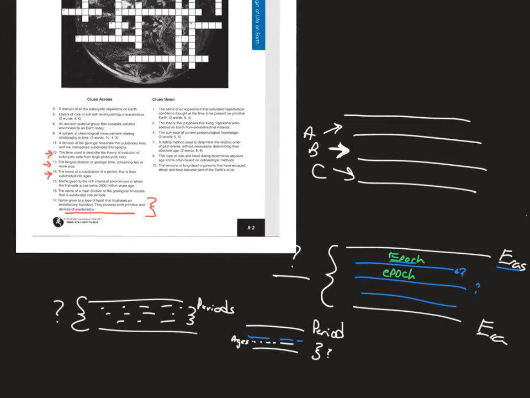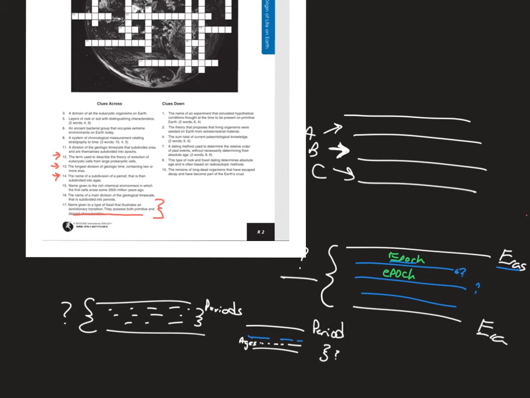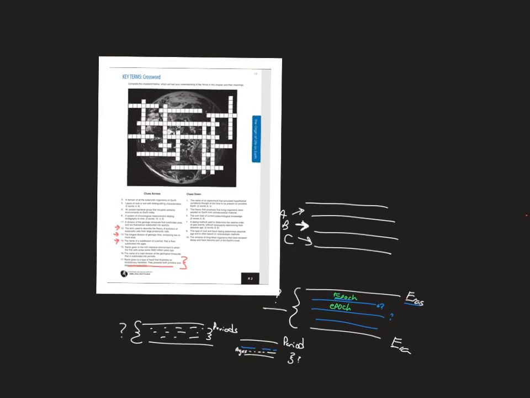It's pretty straightforward, the terminology used. This type of rock and fossil dating determines absolute age. Is often based on radioisotopic methods. Again, you can look that up. Pretty straightforward. The remains of long dead organisms that have escaped decay and become part of the Earth's crust. All right. So again, all that is pretty straightforward. I don't see any need for me to help there. You can look it up.